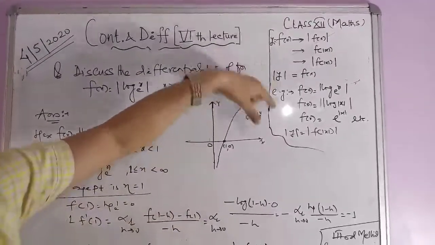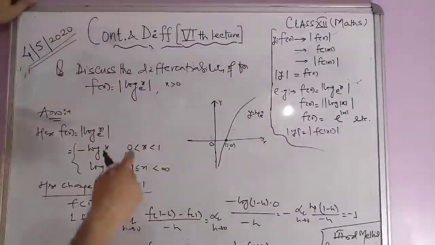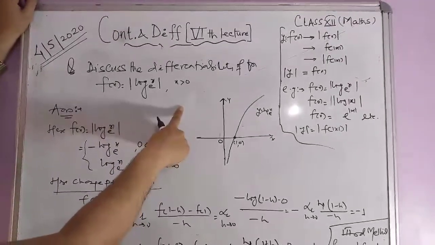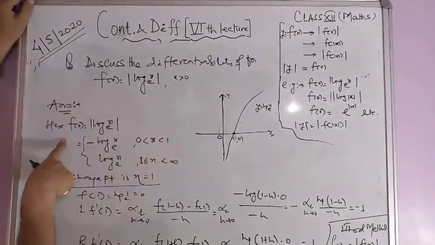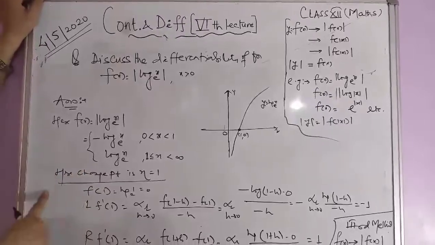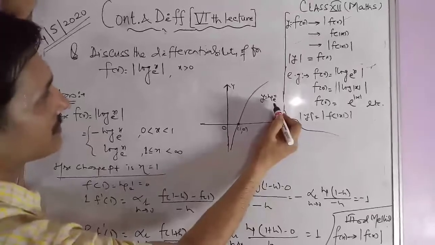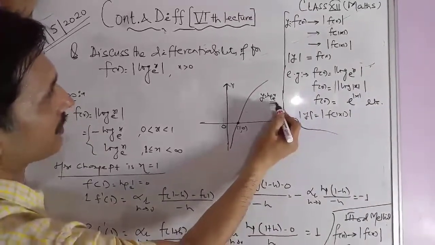After using this transformation, we can write directly the point of differentiability of the function. But here, first we solve this analytically. We know the function y equal to f(x) equal to |log x|.